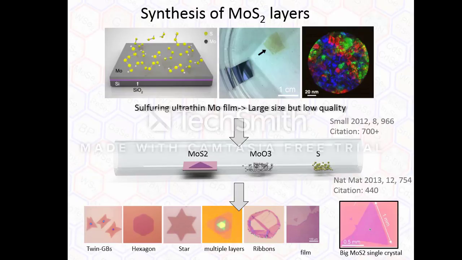All right, and also look at these shapes. Sometimes we can get a triangle, sometimes we can get a hexagon, a star. Why is this? I think a very important factor is the ratio of metal over chalcogen. If the ratio is very good, like 1 to 2, most of the time we can get a perfect triangle and a perfect hexagon. What will happen if the ratio is less than 2? We don't have enough sulfur.